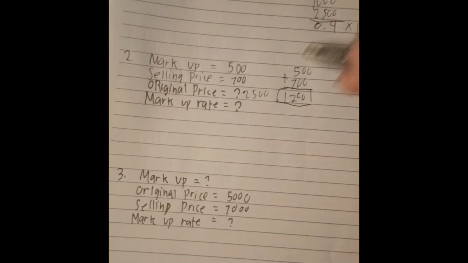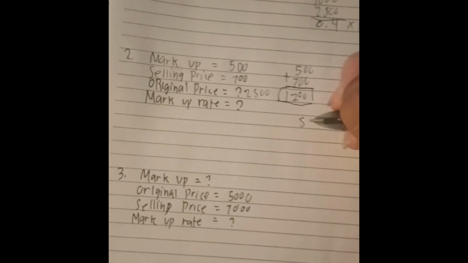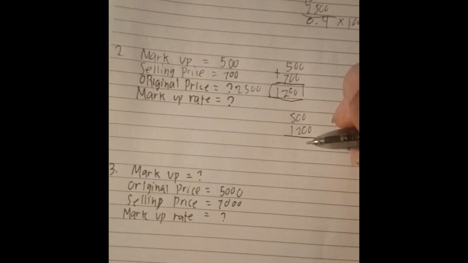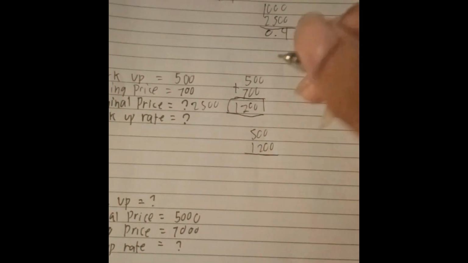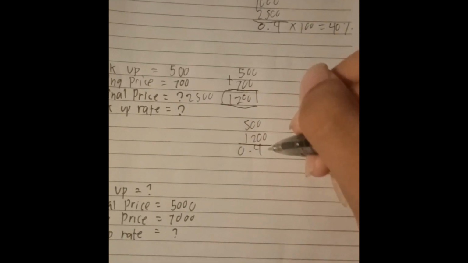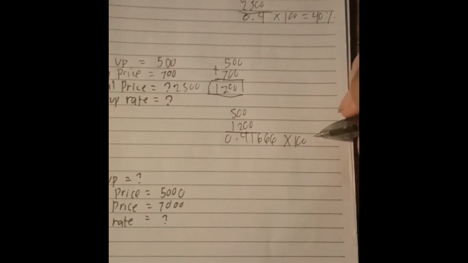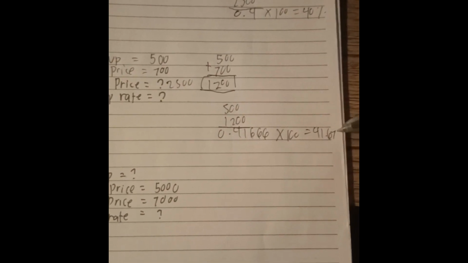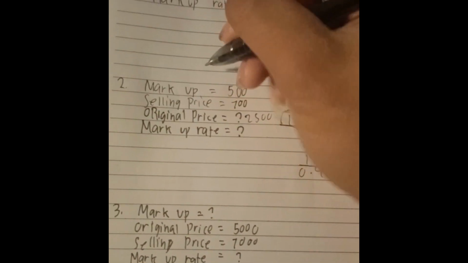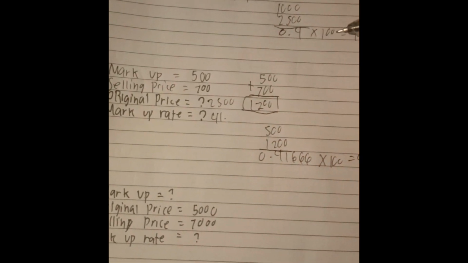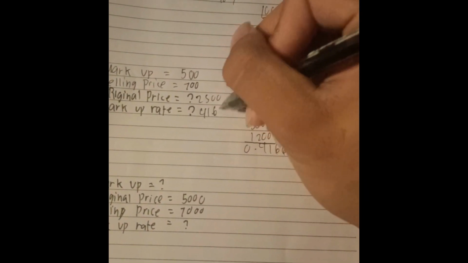Now we have the original price. We're gonna solve for the markup rate. So 500 divided by 1,200 is equivalent to 0.41666. Now we're gonna times it by 100, and it's gonna be 41.67%, and that's our markup rate, and that's how we solve number two.